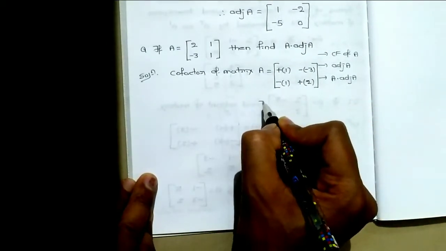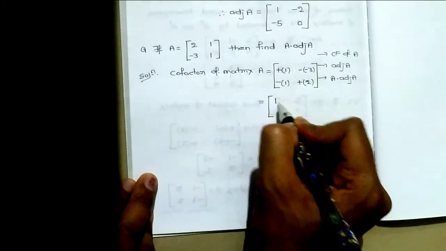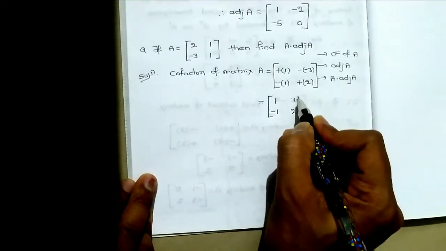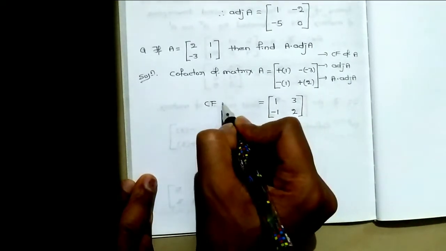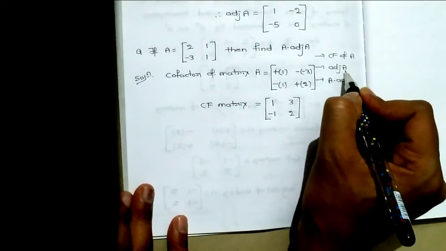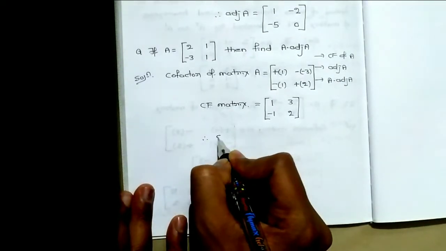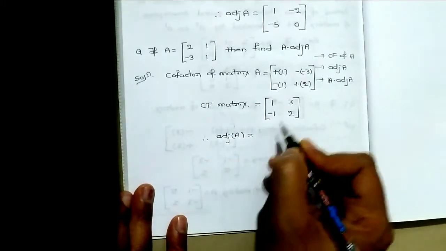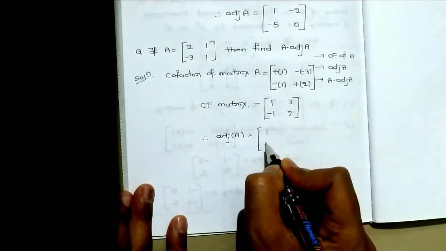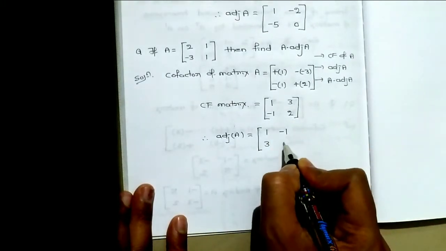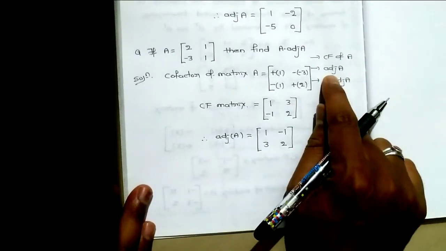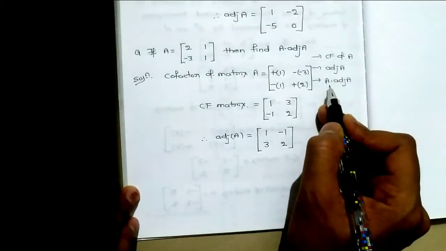So next, multiply the sign. So plus into plus is plus 1, minus into minus is plus 3, minus into plus is minus 1, plus into plus is what here? Plus 2. So this is the cofactor matrix. Once you get the cofactor matrix, next step is to find out which value? Adjoint of A. Therefore, adjoint of A is equals to, what to do? Take the transpose of the cofactor matrix. So first row I am going to write as a first column, second row as a second column. So this is adjoint of A. So we got adjoint of A. Now we need to find A into adjoint of A.